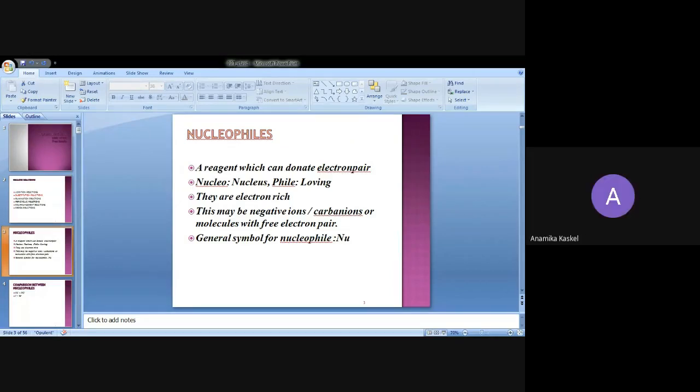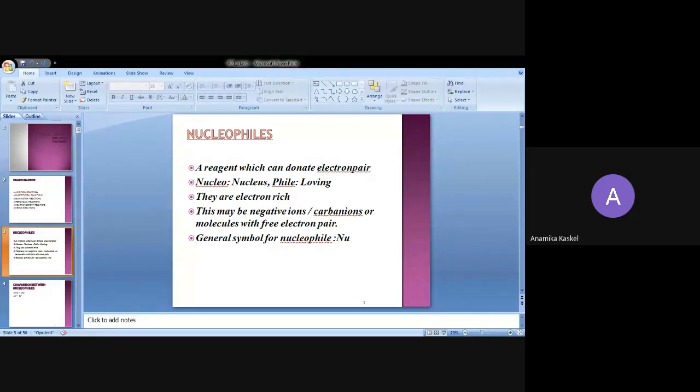Cl minus. Very good. Or a compound with a lone pair of electrons, NH3. OH minus, example. Very good. CN minus, yes, very good. OH minus. Okay, very good. Give an example of a neutral nucleophile. Ammonia. Very good. And H2O. Very good. And iodine. Okay, very good. And ROH. Okay, so that you get this point.